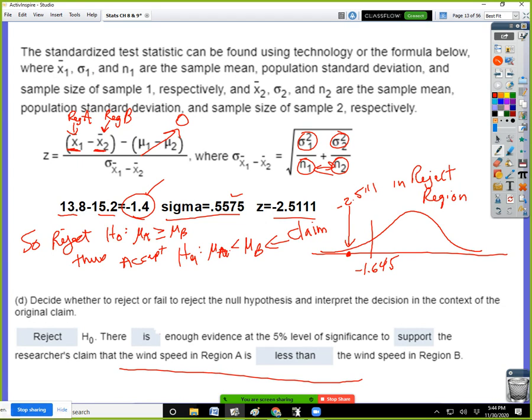If the claim had been the H0 and you had to reject, then you would say there's not enough evidence to support the claim. Right? It depends on how it's worded. Because this example had that H sub A was the less than, then rejecting the H sub 0 is good for us. Okay? If the claim had been the H sub 0 and we had to reject it, then we have to say that we fail to have enough to support it.